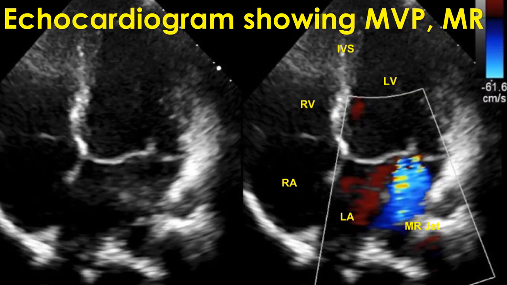Usual tests done for a suspected case of mitral valve prolapse are ECG, X-ray of the chest, and echocardiogram, ultrasound study of the heart. ECG will tell if there is an abnormal rhythm of the heart. It will also give an indication about enlargement of the heart chambers.